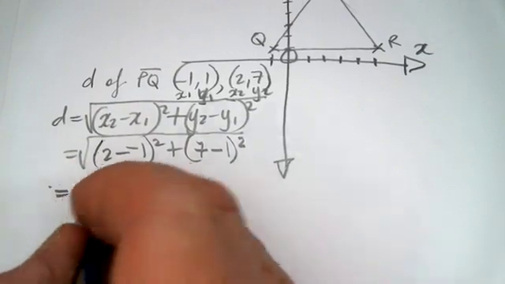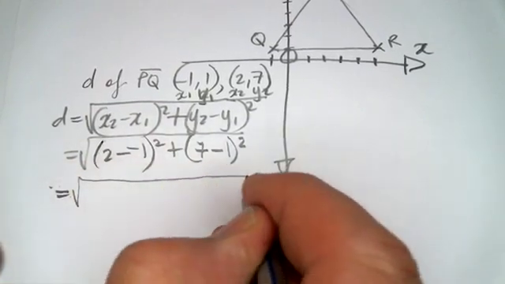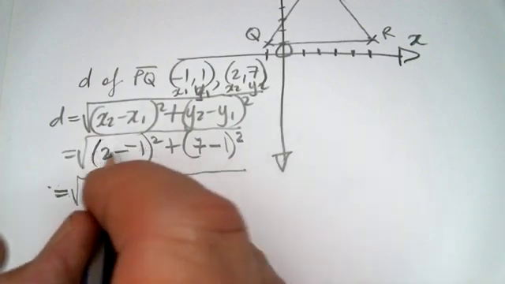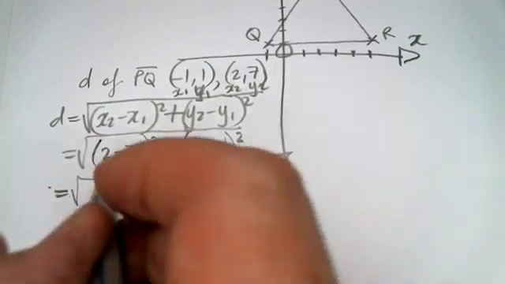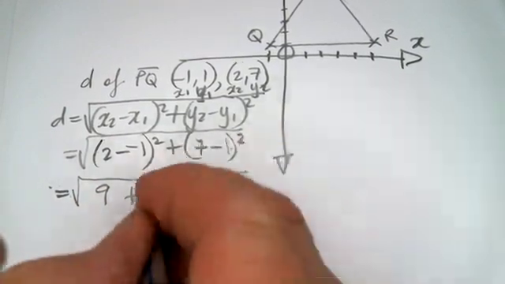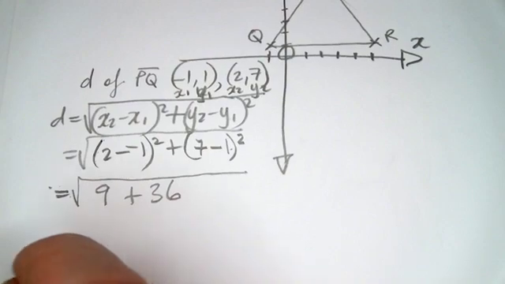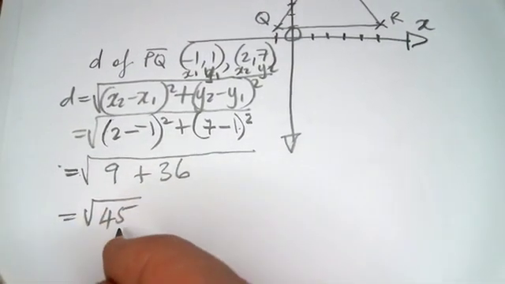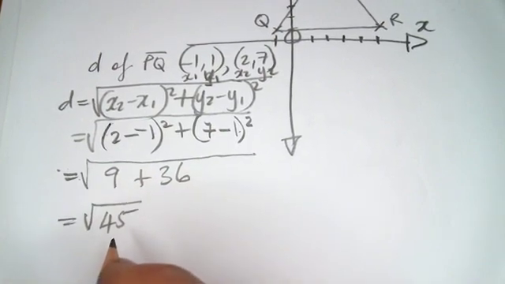Okay, let's see what happens. So I've got the square root of, well, 2 minus minus 1, sorry, is 2 plus 1, which is 3. 3 squared is 9, plus 7 minus 1 is 6. 6 squared is 36. So I'm going to end up with 9 and 36, which is 45. Now, I'm actually not going to bother solving that. I'm just going to leave it as root 45, which is fine. And we can actually simplify that, if we wanted.